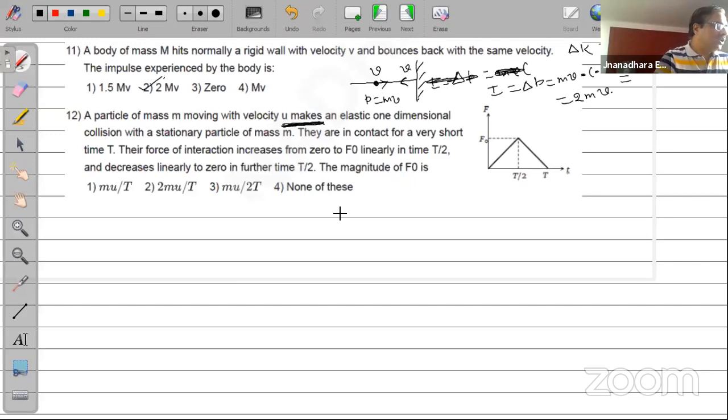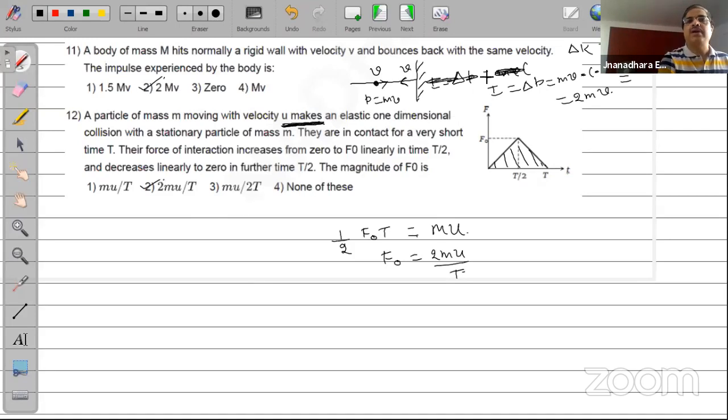So to this, you just have to see what will be the change in the momentum, because this is the impulse, and that impulse can be written as half into f0 into base, half the base into height. Base here is going to be t. That should be equal to the change in momentum. A particle moving with velocity u makes an elastic collision with a stationary particle m. They're in contact for a very short time, and then they basically will move. So as a result, the change in the momentum will be equal to m into u for one particle, right? Initially it was there and then it came to rest, so mu. So f0 therefore should be equal to 2mu by t. So the answer to this is 2mu by t.